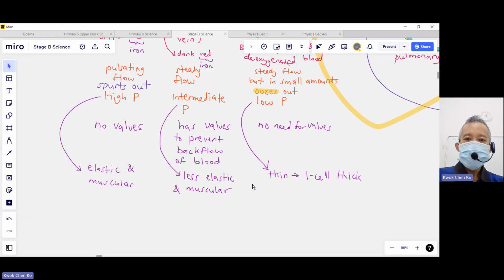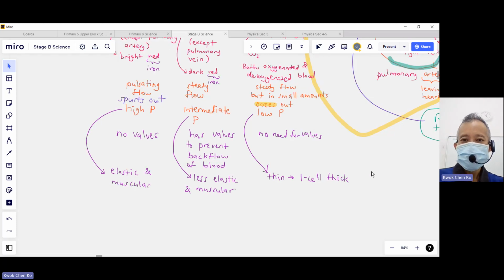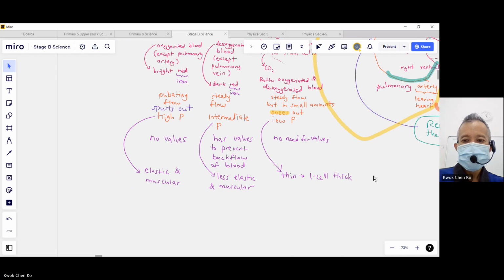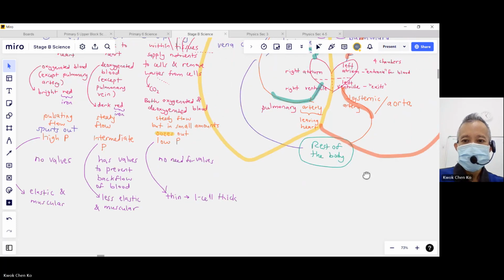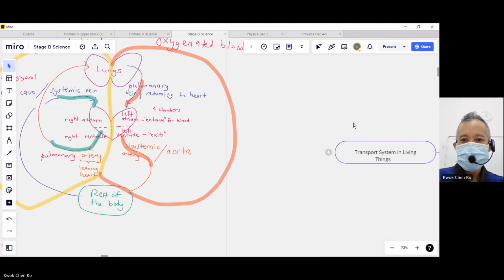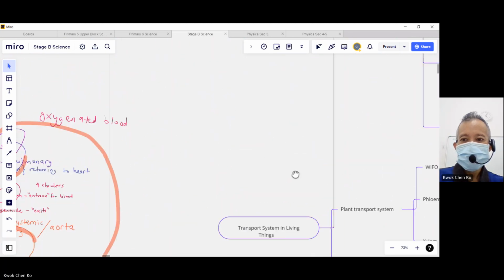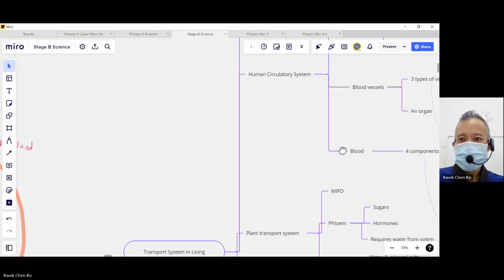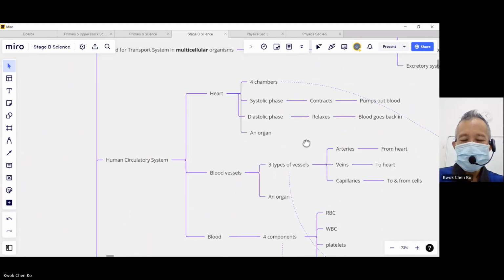All right, any questions? No? Okay, let me think. Anything else? Let me double check. Oh, I think you all know already. Blood vessels are considered an organ. Okay, all the blood vessels are considered an organ.